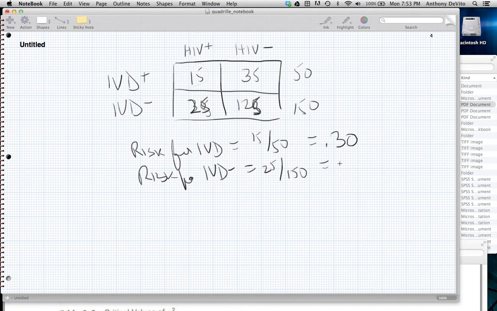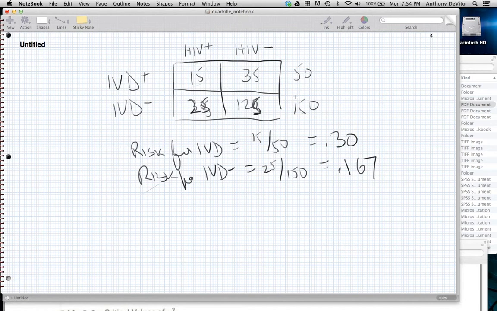1 out of 6. What's 1 out of 6? 1 out of 6 is 0.1666, 0.167. Okay. What's that? Oh, because hang on, you're getting ahead of me here. The risk is 25 out of 150 people.